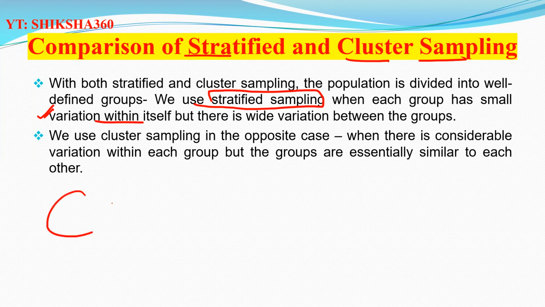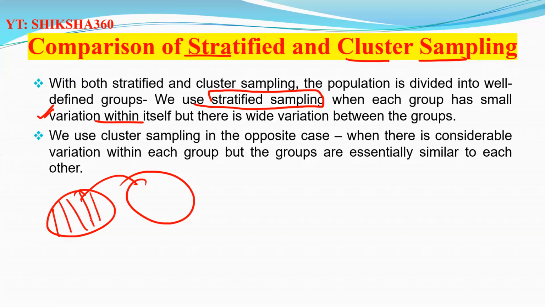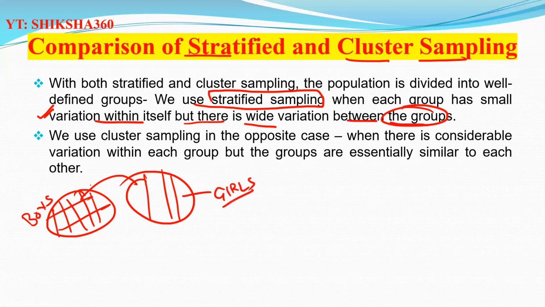So that we can make the groups in which all the elements are homogeneous, like this one all are the same, and this one all are the same. But there is a wide variation between the groups, because all here are boys and all here are girls. This group is different and this group is different. This is known as stratified sampling.